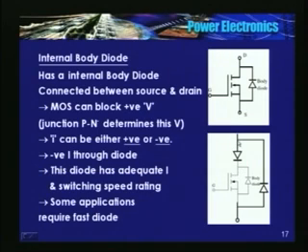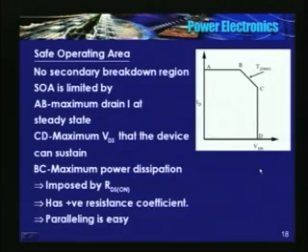So by connecting a diode in this fashion, now the body diode cannot carry the current. The direction of current is going to be in only one direction. And a separate, high frequency diode is connected in this fashion. So that's about the MOSFET structure.